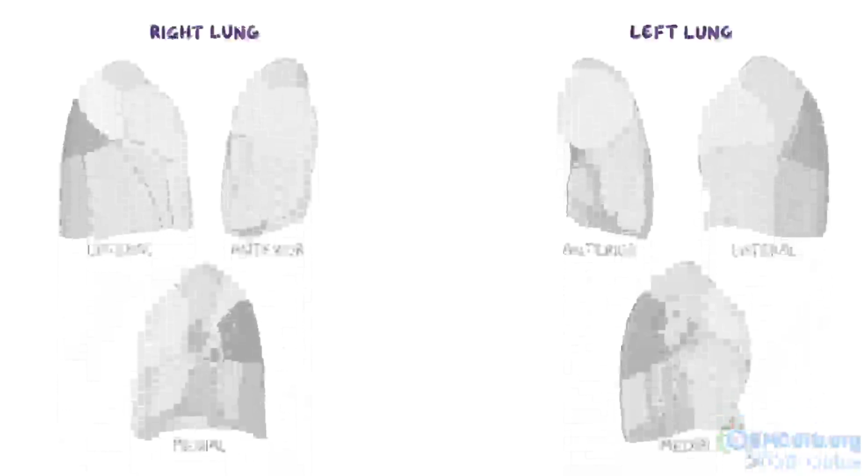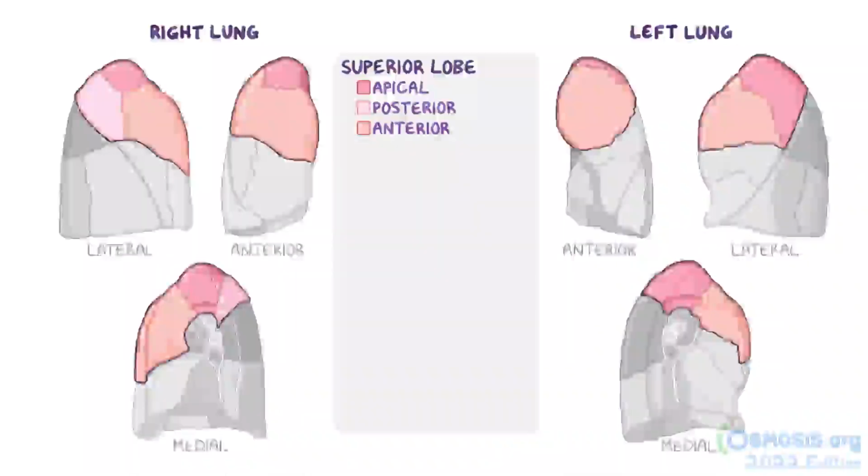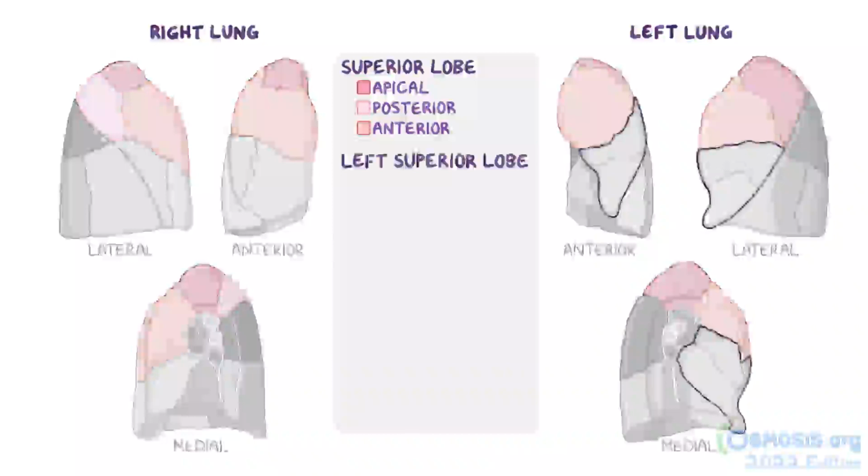In both lungs, the superior lobe has an apical, posterior, and anterior segment, where the apical and posterior segment may be combined on the left. Furthermore, the left superior lobe also has a superior lingular and inferior lingular segment.